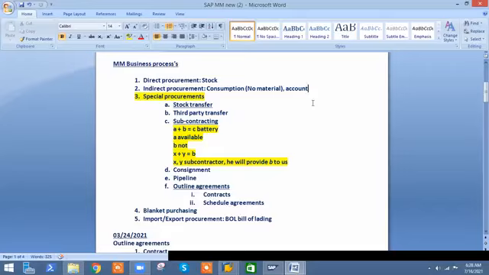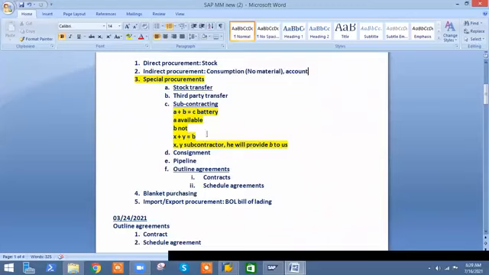At that time, we need not maintain any material master record for A4 size paper. We need not maintain any kind of material record. But if you are going to manufacture a battery, we need some raw material. At that time, you have to maintain the material master, and in the purchase order, you have to specify the material. So this is the basic difference between direct procurement and indirect procurement.